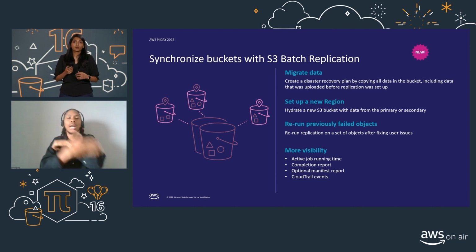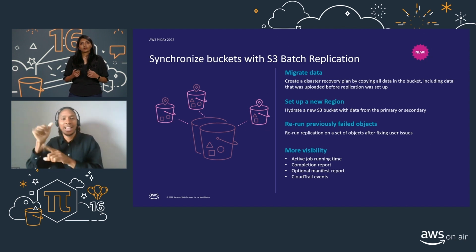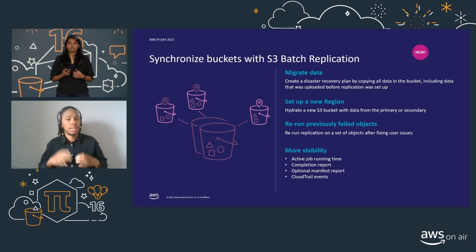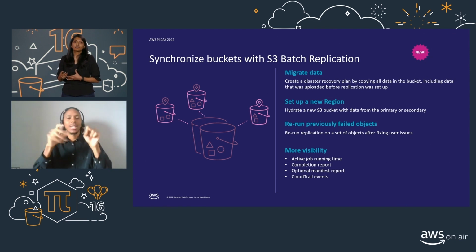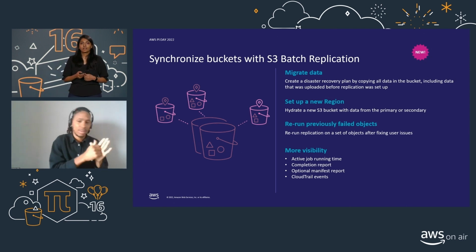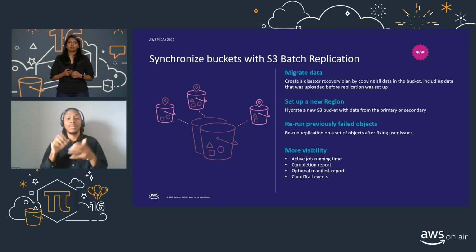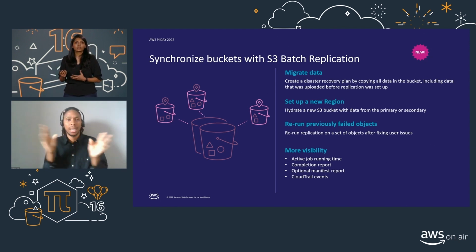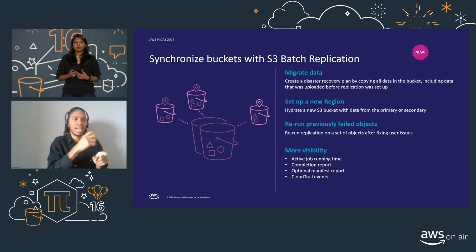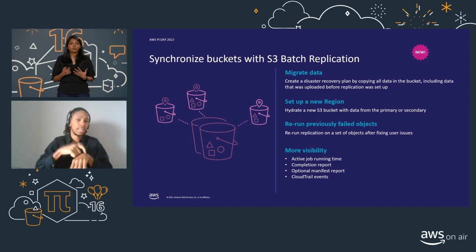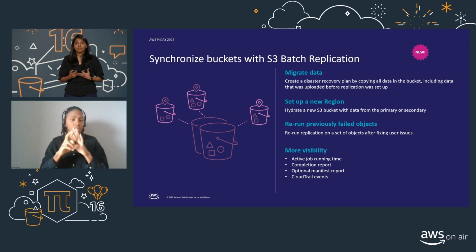Now you might want to replicate all of your internal files to the Asia Pacific region so that it's closer to your employees in that office. We also see a lot of our customers who go through mergers and acquisitions who want to transfer ownership from one AWS account to another. Lastly, S3 Batch Replication combines the best of both worlds from S3 Replication and S3 Batch Operations to provide you visibility into many things like active job running time. It provides a completion report after the batch replication completes. It gives you an option to review the batch replication manifest and also has CloudTrail events on the job status.